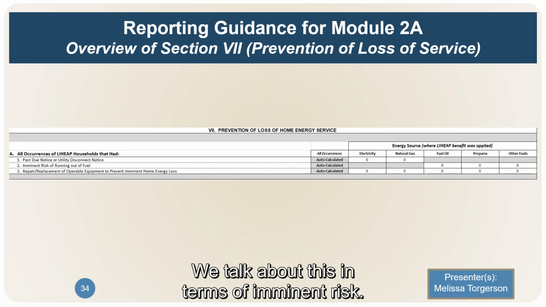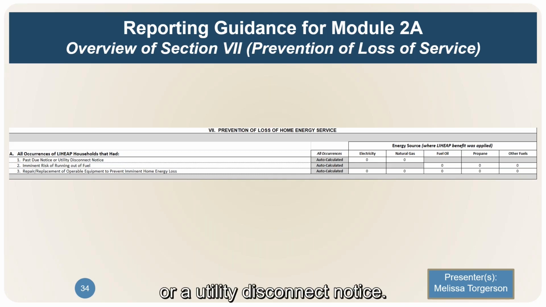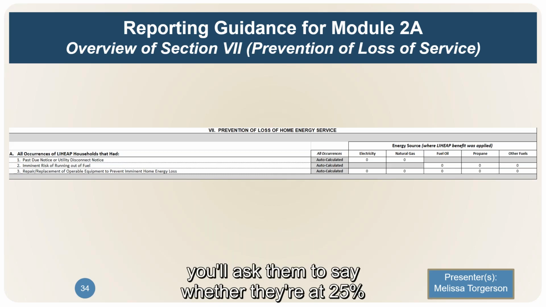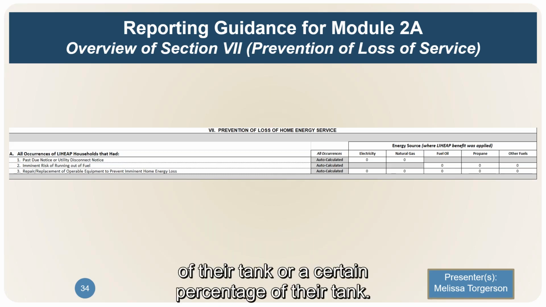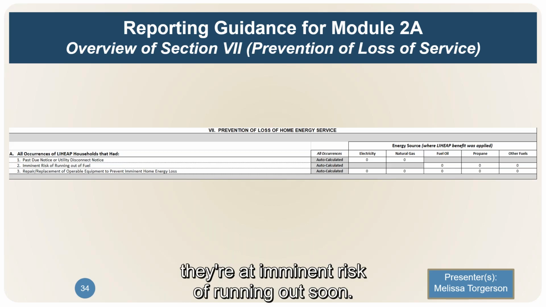We talk about this in terms of imminent risk. So in this case, we have on the report form, this could be a past due notice or a utility disconnect notice. Imminent risk of running out of fuel. A good example in many states is you'll ask them to say whether they're at 25% of their tank or a certain percentage of their tank. So that's the criteria you might use to determine whether they're at imminent risk of running out soon.